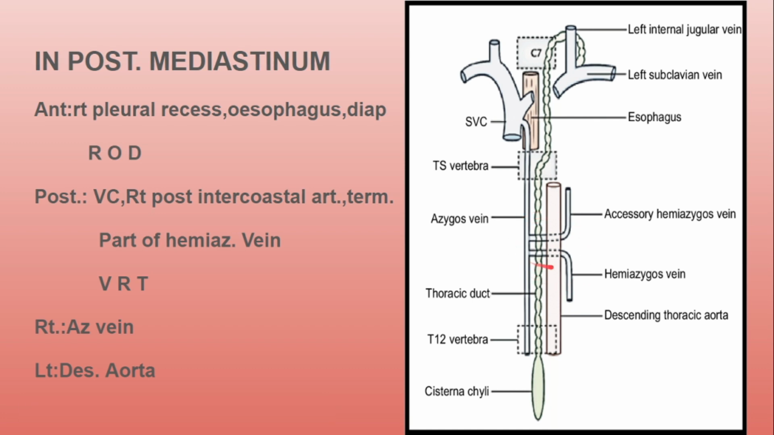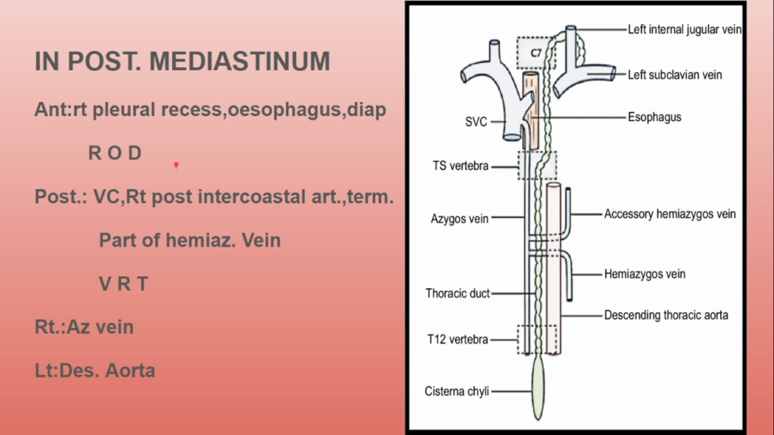At the anterior portion you have mainly three things: right pleural recess, esophagus and diaphragm. But in the diagram these three things are not shown, because in a diagram you can't draw the anterior portion. So just remember the mnemonic RED: right pleural recess, esophagus and diaphragm.